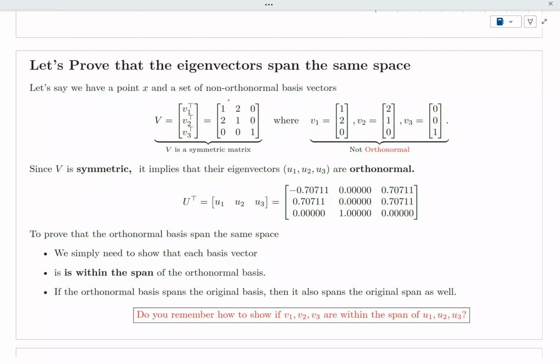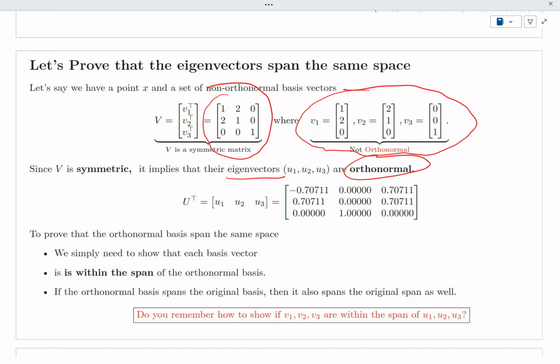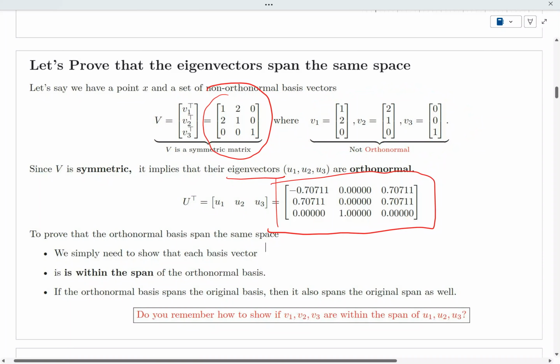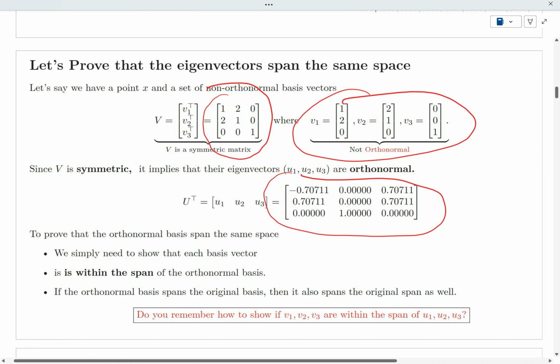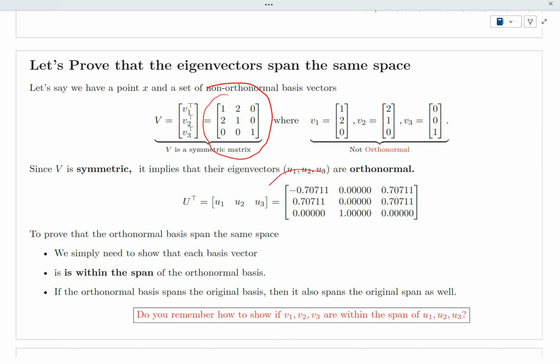Since V is symmetric though, if we know that V is symmetric, then it implies that its eigenvectors are orthonormal. So even though the original bases are not orthonormal, notice that once we find the eigenvectors, they are orthonormal. Now, our goal is to prove that this basis and this basis span the same space. Right? That's the goal here. We want to prove that once you found the orthonormal basis, it spans the same space.